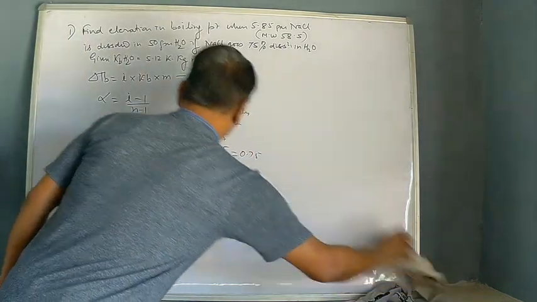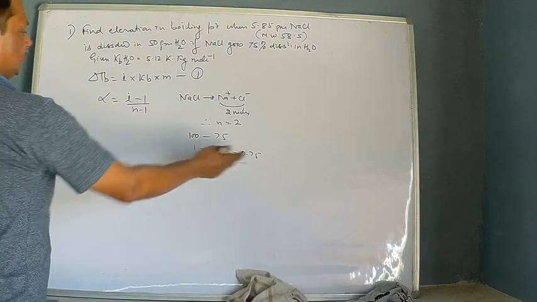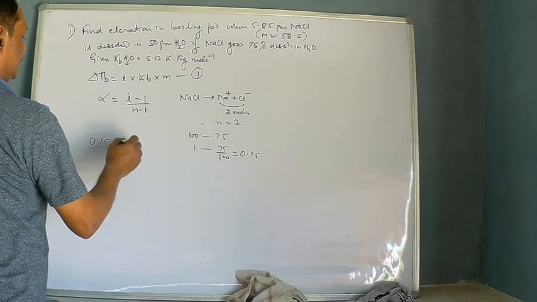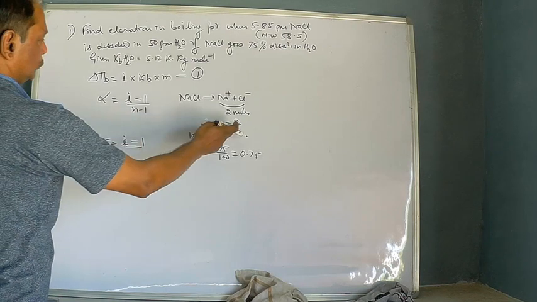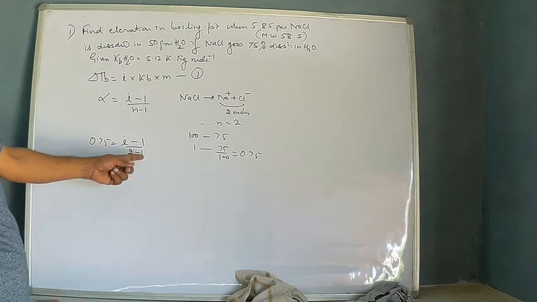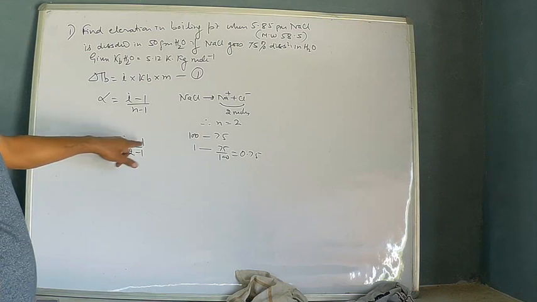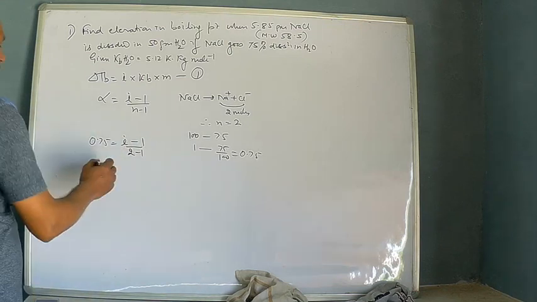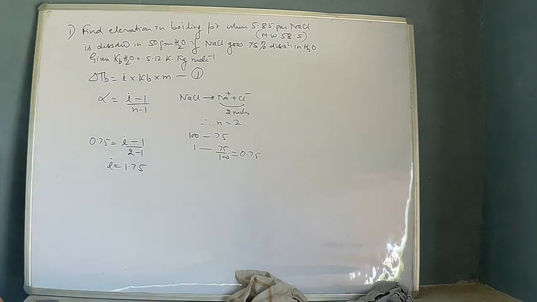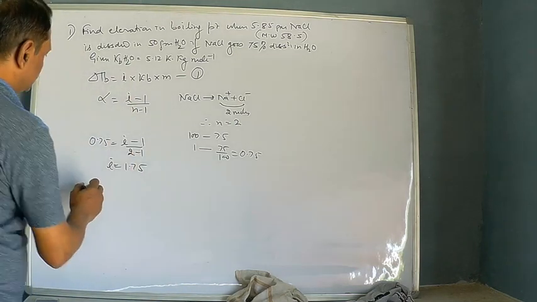Sorry class, first we'll find out i. So alpha is 0.75, i minus 1, and n value, you know the variable, 2 minus 1. So 2 minus 1 gives you 1. 1 multiplied by 0.75 gives you 0.75, and 1 comes from this side, giving i value 1.75. Now we'll put this 1.75 in formula number 1.